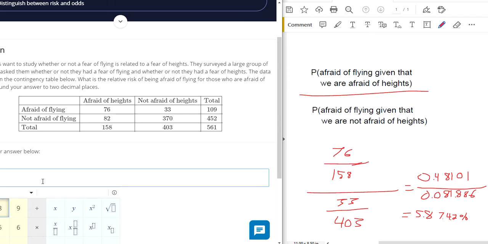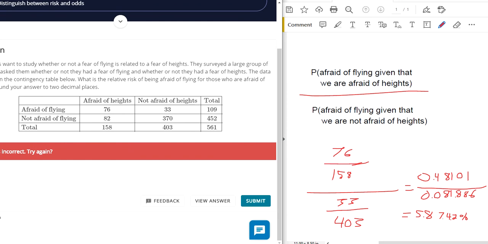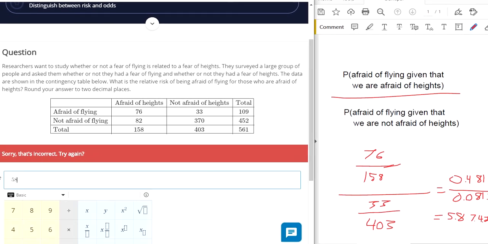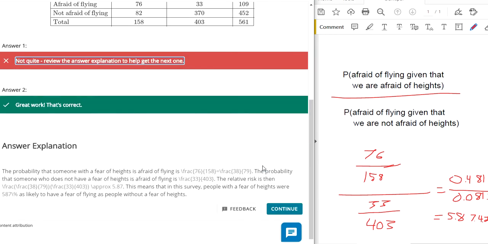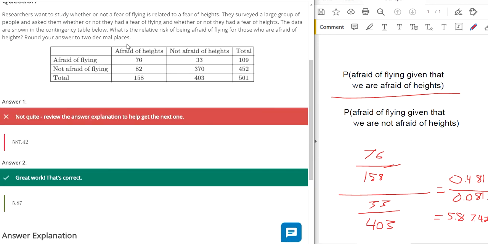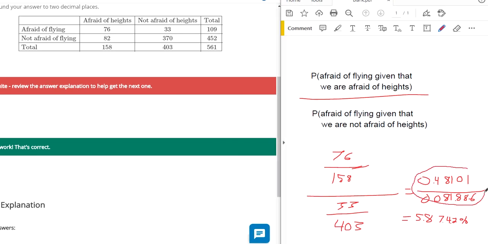Okay, so 587.42%. Oops, maybe they don't want it as a percentage. So let's try 5.87 decimal form. Yeah, that's the form they want. Okay. So 587.42 is the percentage form, but since they didn't explicitly say a percentage, we should just keep it in that decimal form. So when you divide this by this, that's your answer.